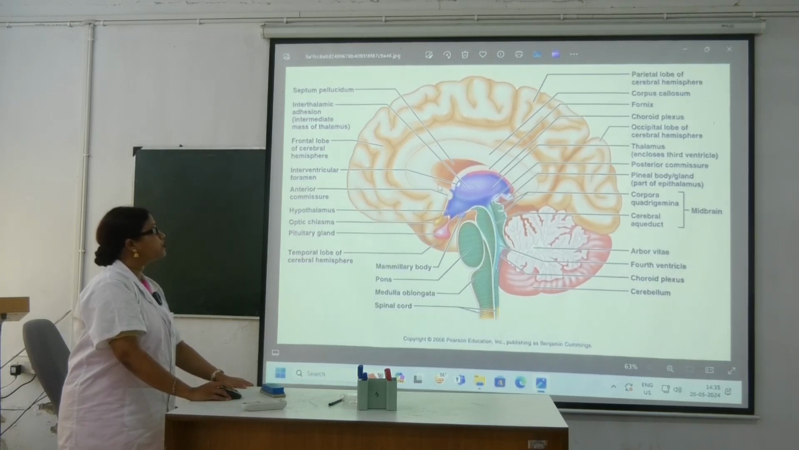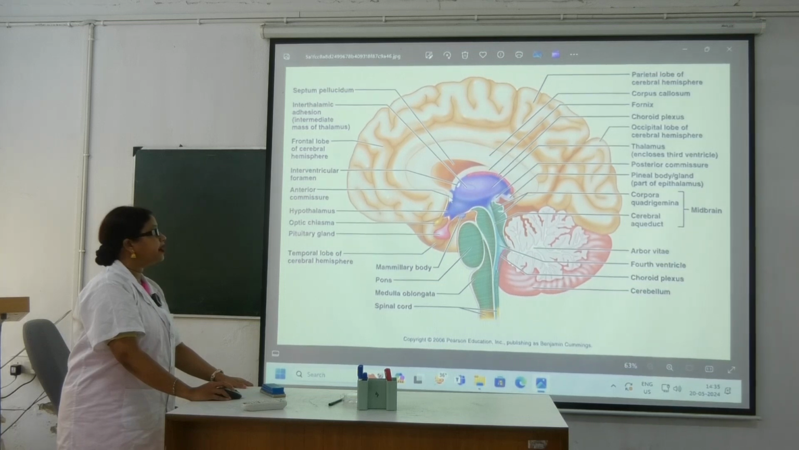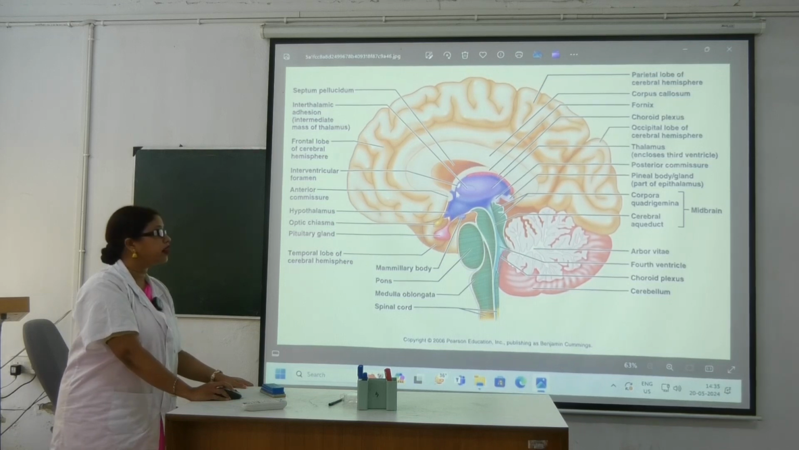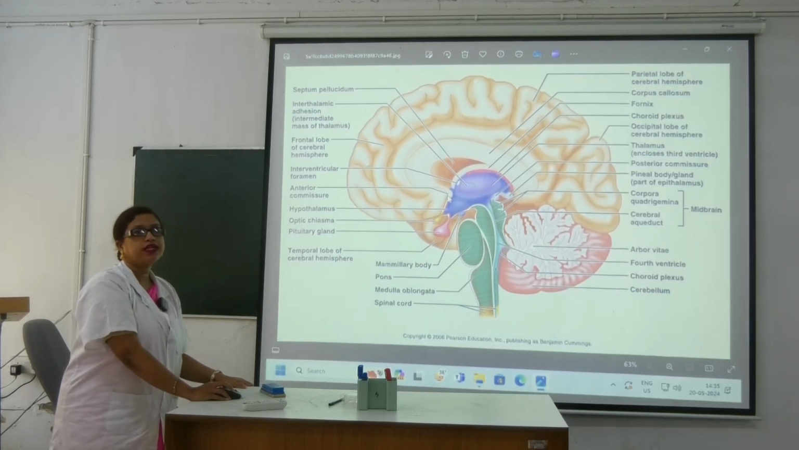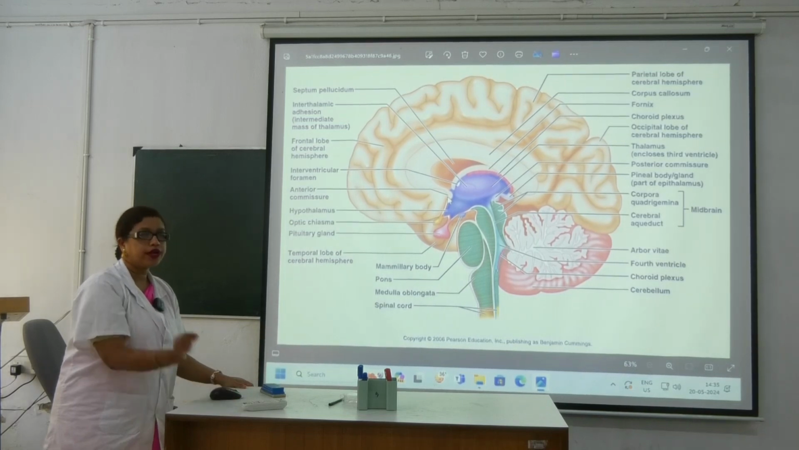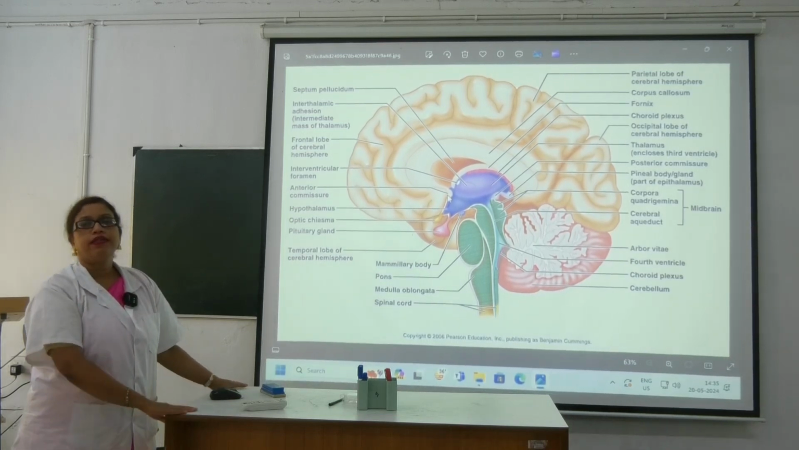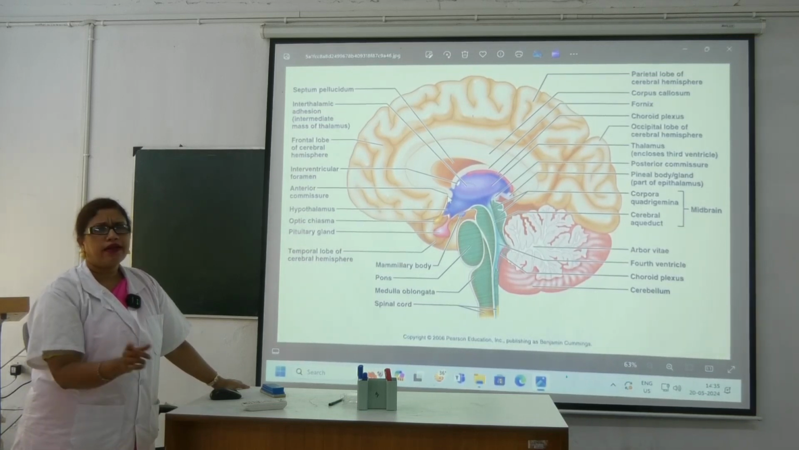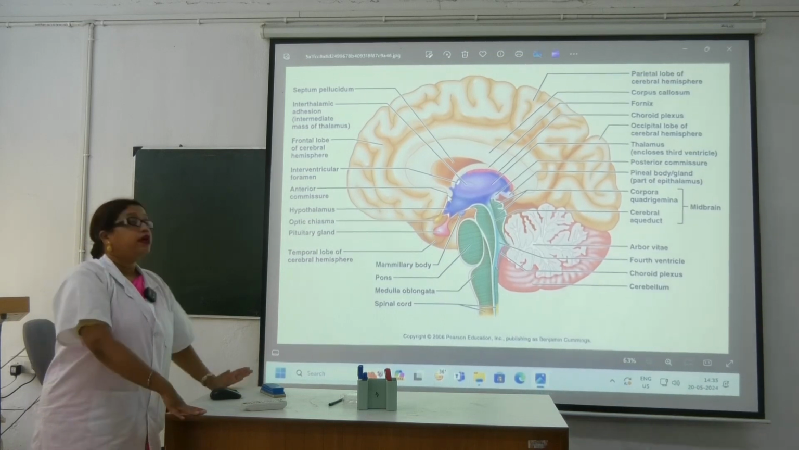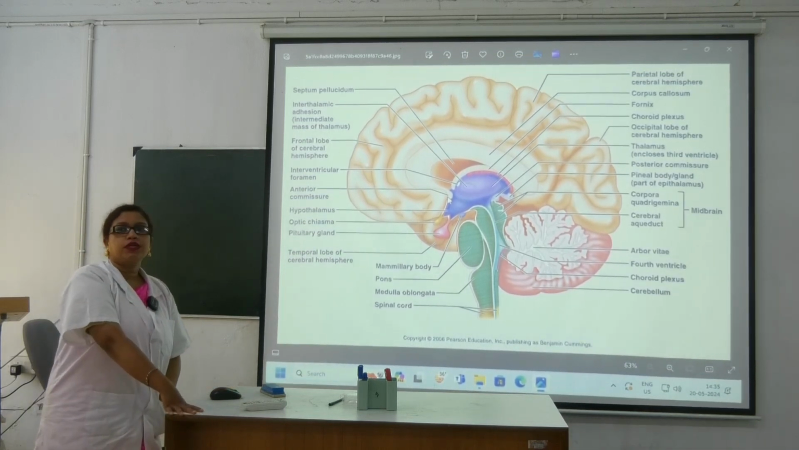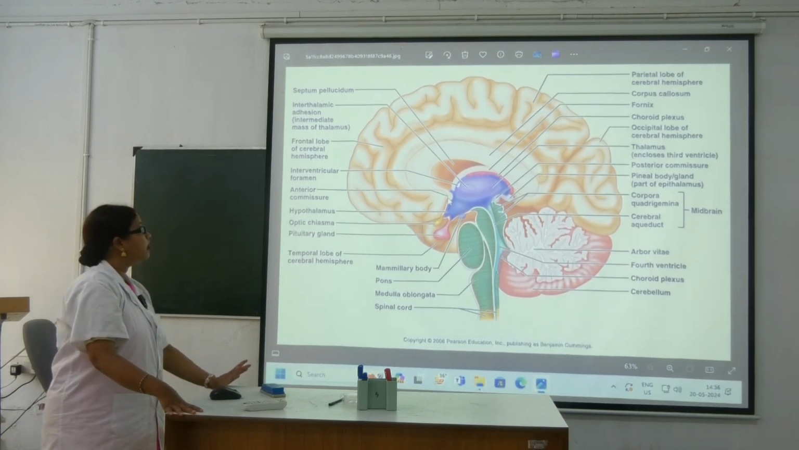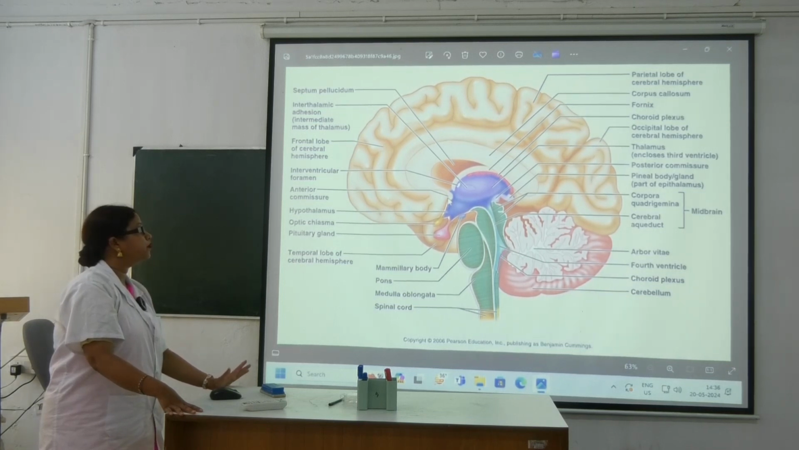Okay, now here you see there is one small deviation of this rostrum of corpus callosum. Could you see over here? So that is known as anterior commissure, very much important. So write it down. The extended and downward part of the rostrum of corpus callosum is known as anterior commissure.